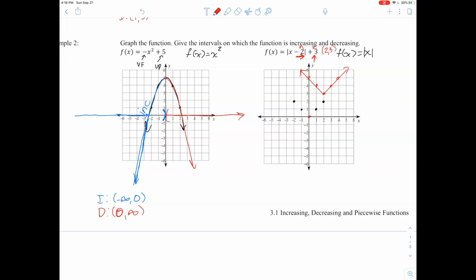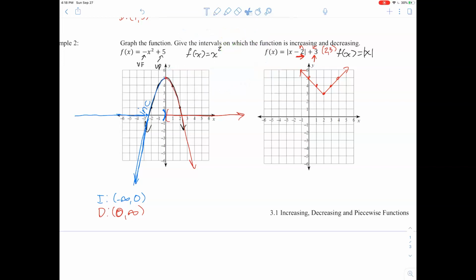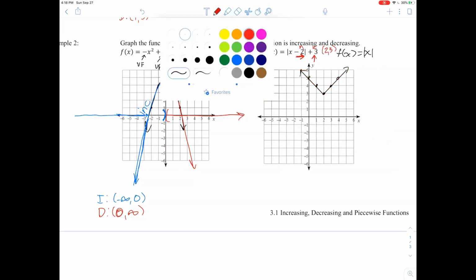I don't know if you remember how to graph it like that or not, but there it is. So there's our graph, and I think I meant to graph that in black, so I'm going to go ahead and switch it to black. And we are going to identify our intervals of increase and decrease.